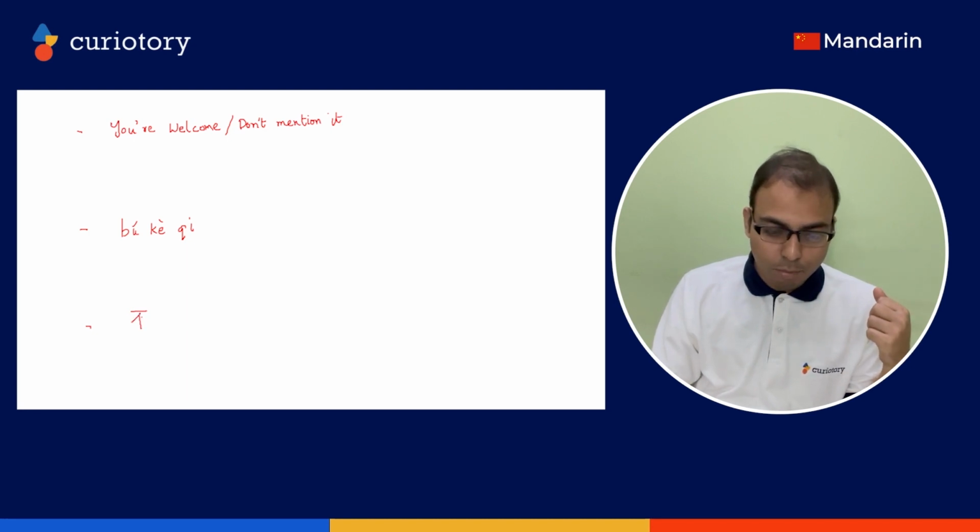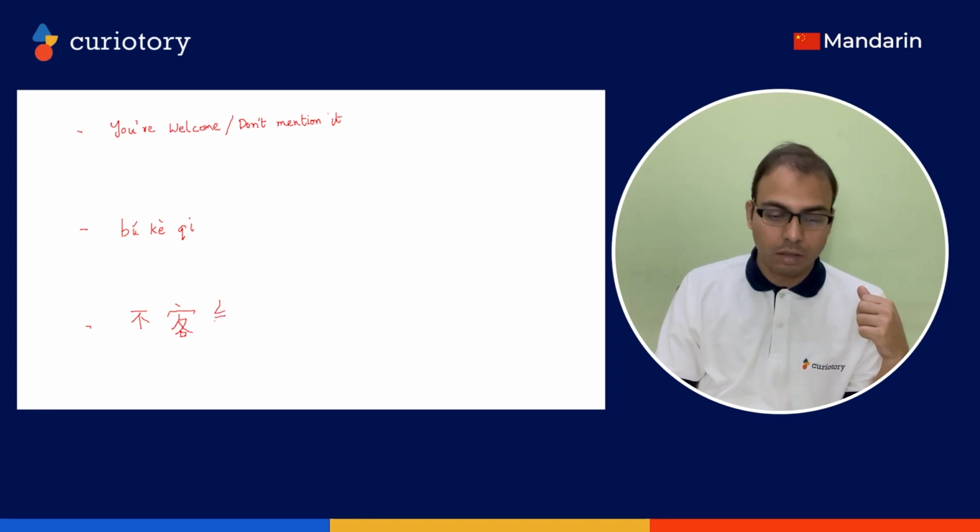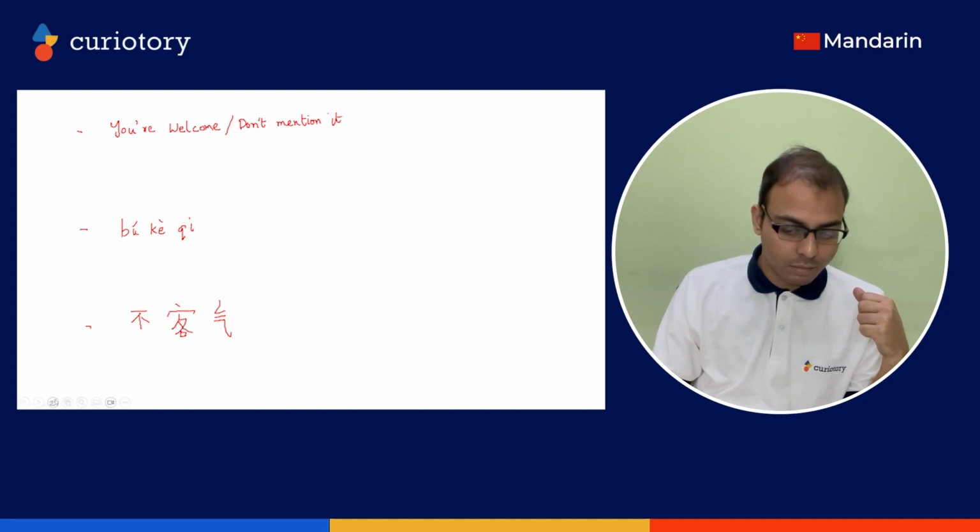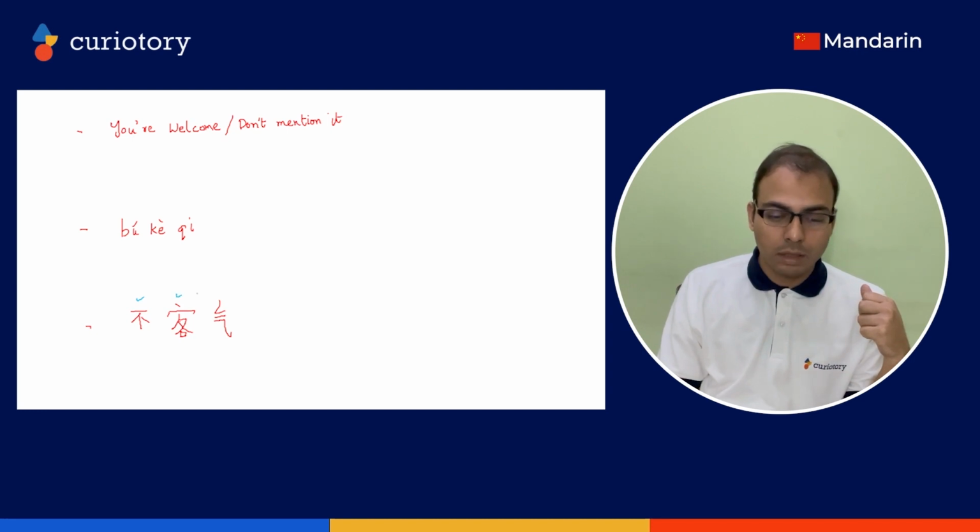This is the character for 不. K, chi. So one character for this is the character for pu, this one is for k, and this one is for chi. 不客气.